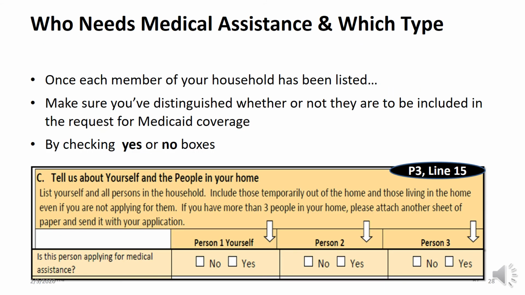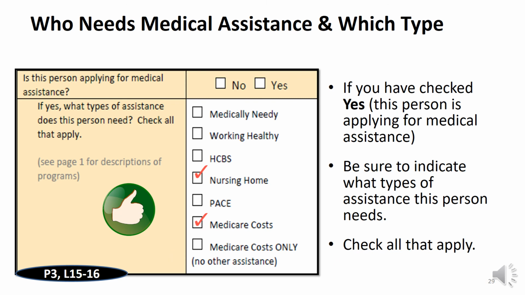Who needs medical assistance and which type? Once each member of your household has been listed, make sure you've distinguished whether or not they are to be included in the request for medical coverage by checking the yes or no boxes. And then if you've checked yes, this person is applying for medical assistance, be sure to indicate what types of assistance this person needs and check all that apply. So for example, this person would like nursing home coverage, but they also have Medicare, so they'd like help with the state paying their Medicare premiums, co-payments, and deductibles for them.